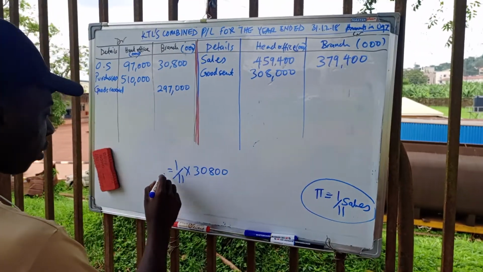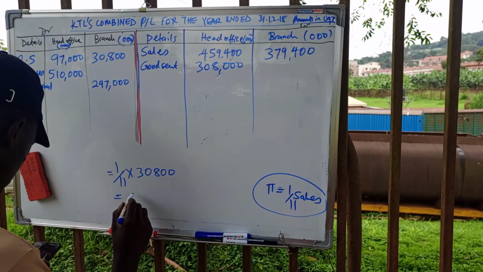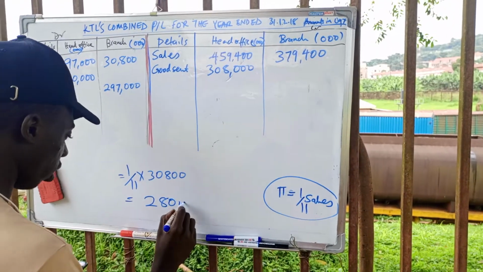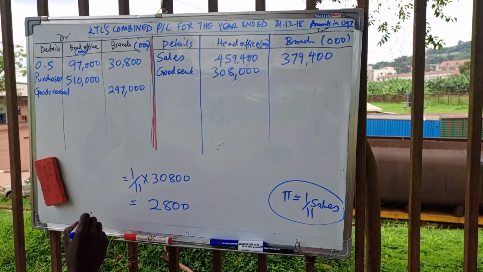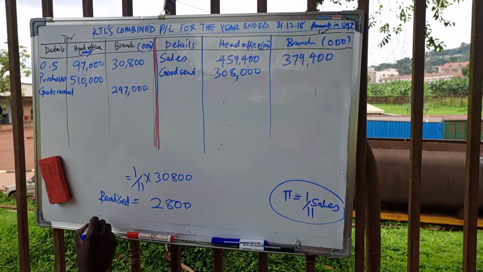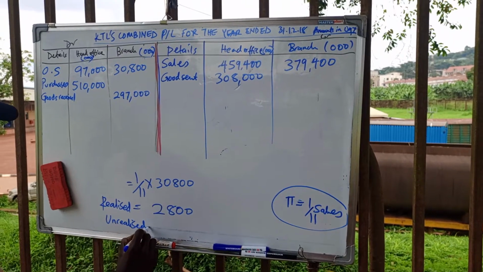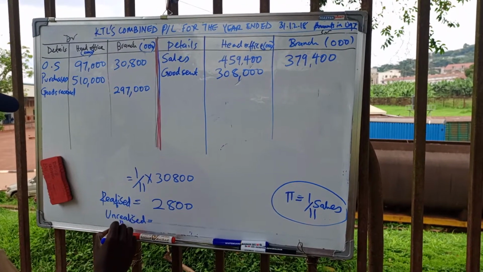The profit that you calculate on the opening stock is what we call realized profit. So when you get 1 out of 11, the profit on this component of the inventory at the branch, we get it as 2,800. We call it realized profit, the profit on the opening inventory. But the profit on the closing inventory is what we call unrealized profit. This is realized, this is unrealized.